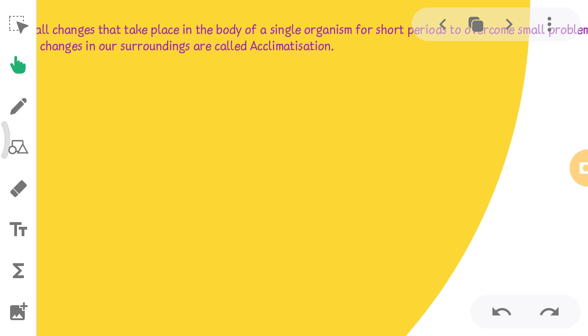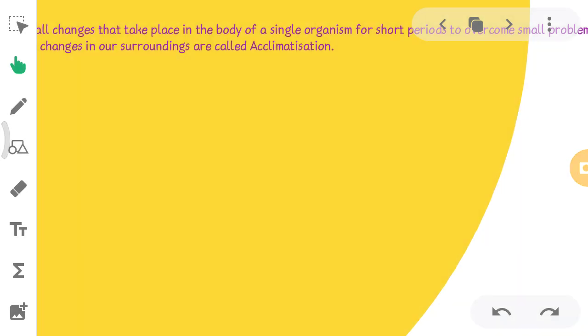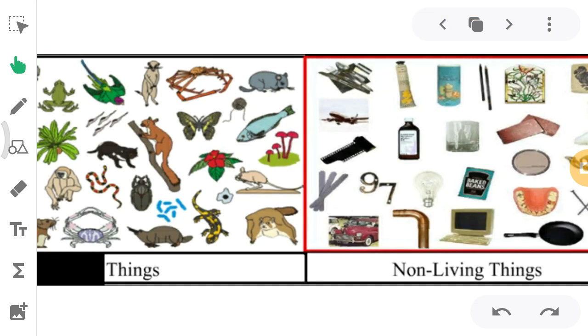So such small changes that take place in the body of a single organism for a short period to overcome small problems or changes in our surroundings are called acclimatization. Yes. So shall we move to the next thing? Okay, let's move to the next topic.